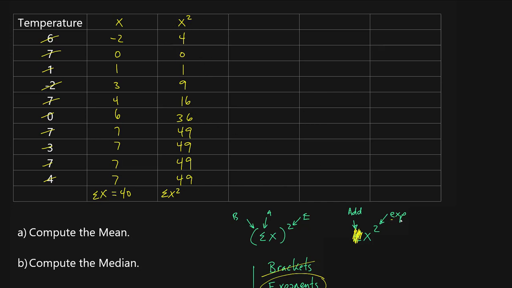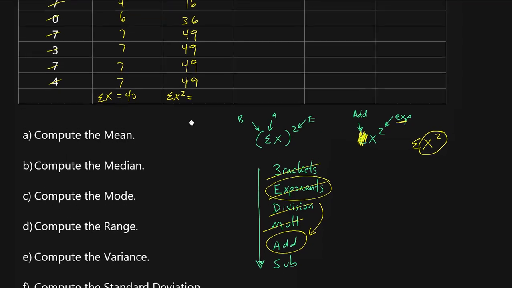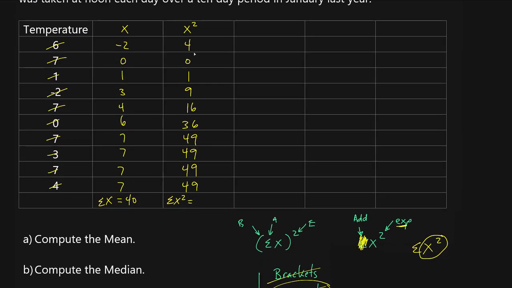And so because I've dealt with my exponent, I can now go back and focus on my sum part, my sum of x squared, because I've already dealt with all of the x squared. So I've moved down my list, past exponents. There is no division or multiplication, but I can do my addition. So I just have to add up that entire list. When we add this up, what do we get? This comes out to be 262. Okay, so 262 is the result for the sum of x squared.